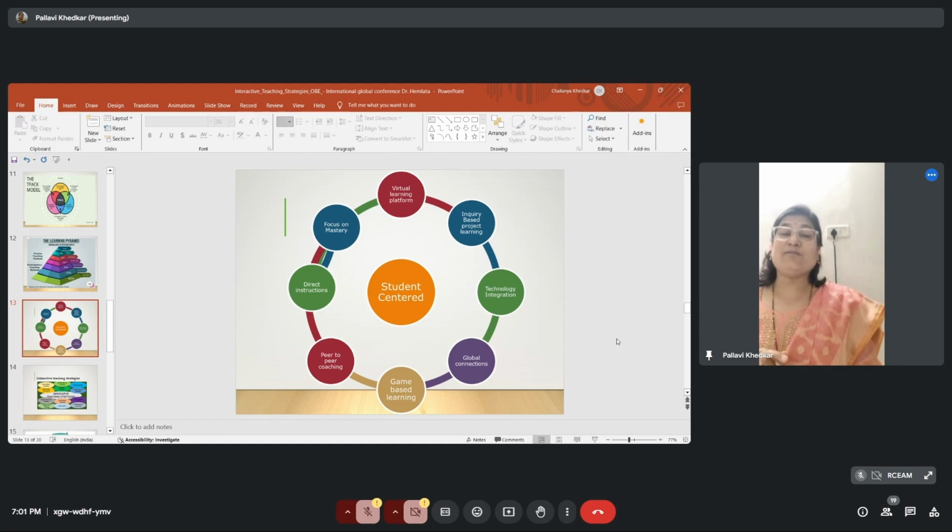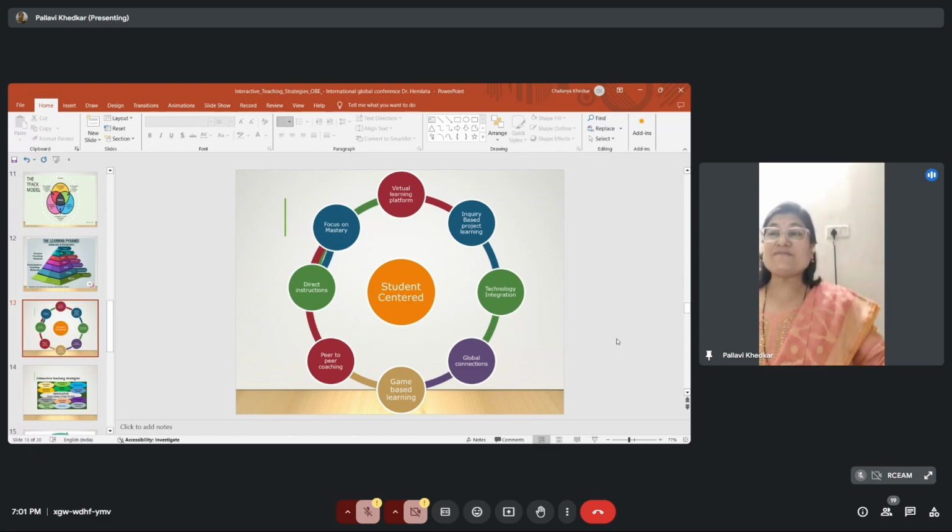Till date, most of the time learning was teacher-centered, where the teacher used to be in the center and then the learning used to take place. Now the trend has changed. Now we have to go with student-centered learning. It cannot be only one-way learning.